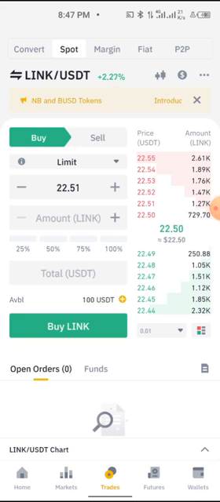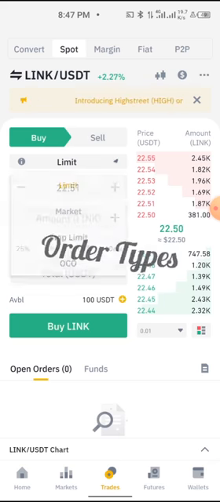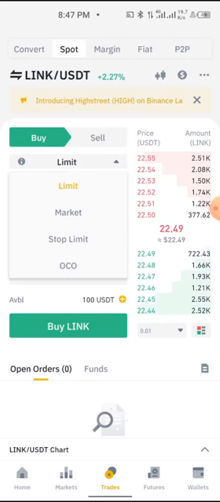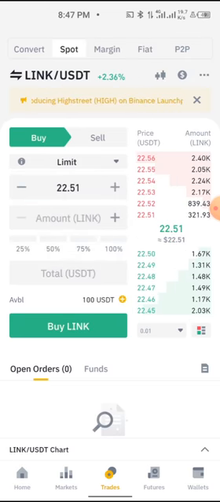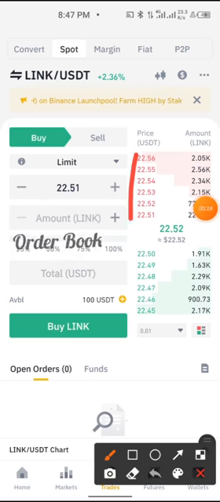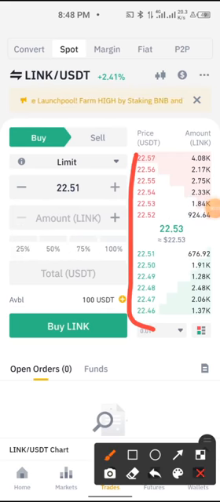Quickly today I'll be taking you through the other order types we have on the Binance centralized exchange. Basically we have four other types: limit, market, and the stop limits, together with the OCO, which stands for one cancels the other, and then just right here we have the order book.